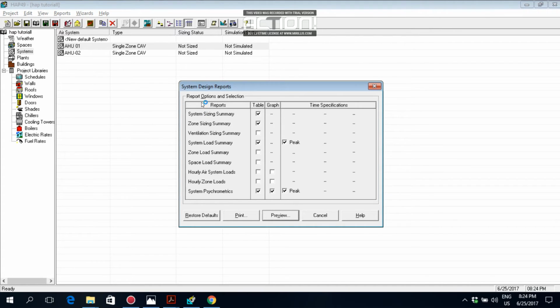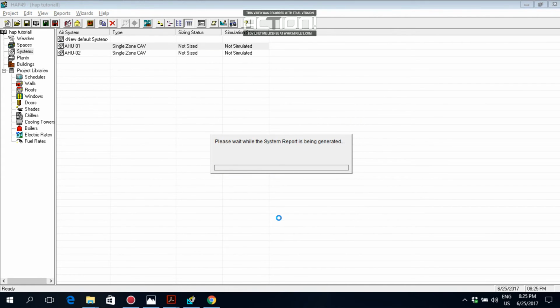Now we will have this option over here, the type of reports that is going to be generated. There are different types, for example, system sizing summary, zone sizing summary, ventilation sizing summary, system load summary. What exactly reports you want, you have to click. For example, I want the first four. If I want, I can create psychrometric also. Click preview, it will generate the reports.